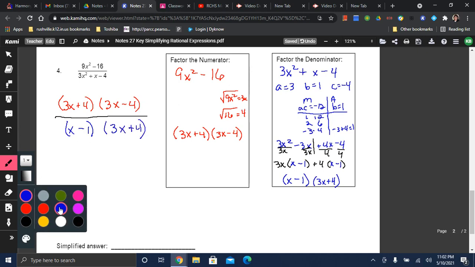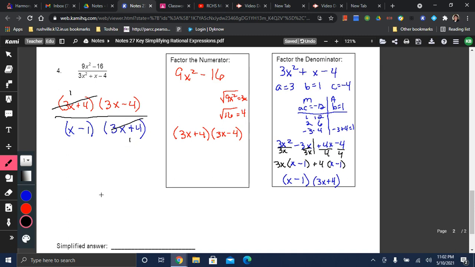So we can cancel common factors from the numerator and denominator. That would be the 3x plus 4s. These two are not alike, and so our simplified answer in the numerator, 3x minus 4, and in the denominator, x minus 1.